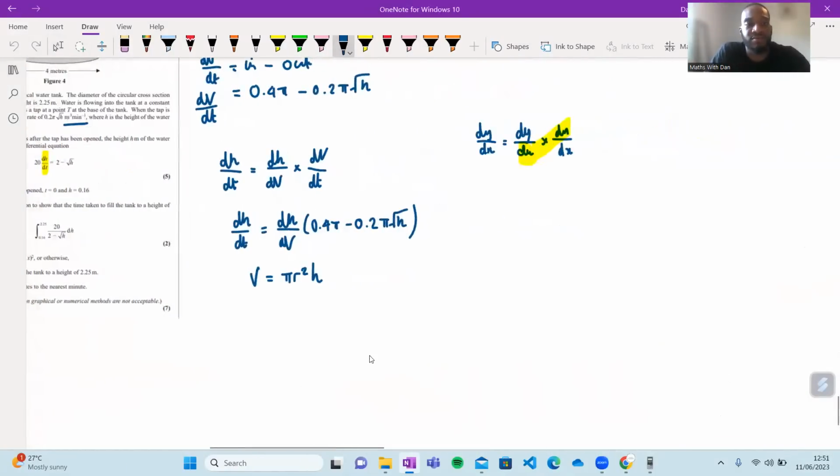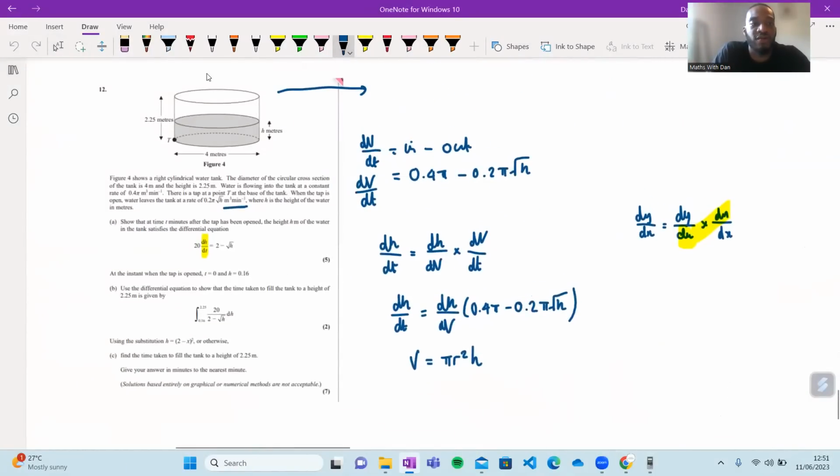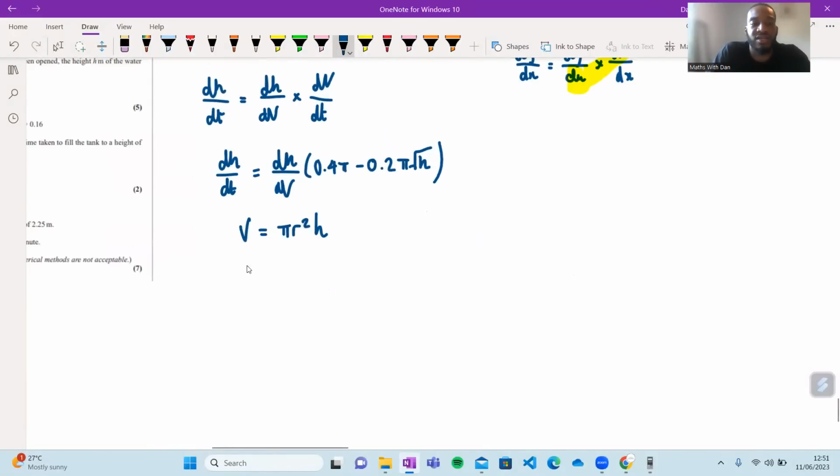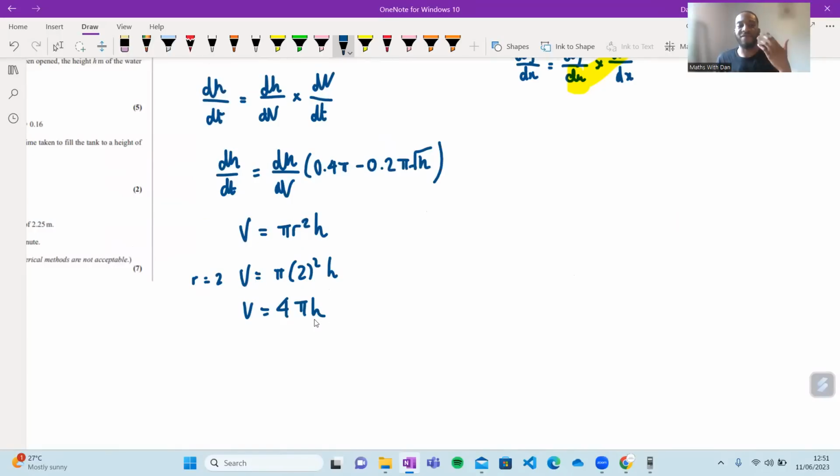Let me move this here, by the way. We know from here, I'll just put R is equal to 2. So we're just going to plug in 2. If R is equal to 2, then V is equal to pi 2 squared H. And then that's giving me V is equal to 4 pi H. Yeah, 4 pi H. And now we have V in terms of H.